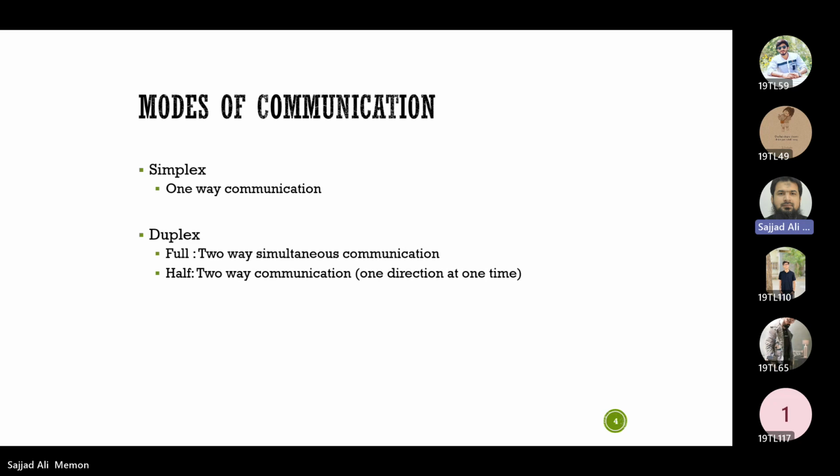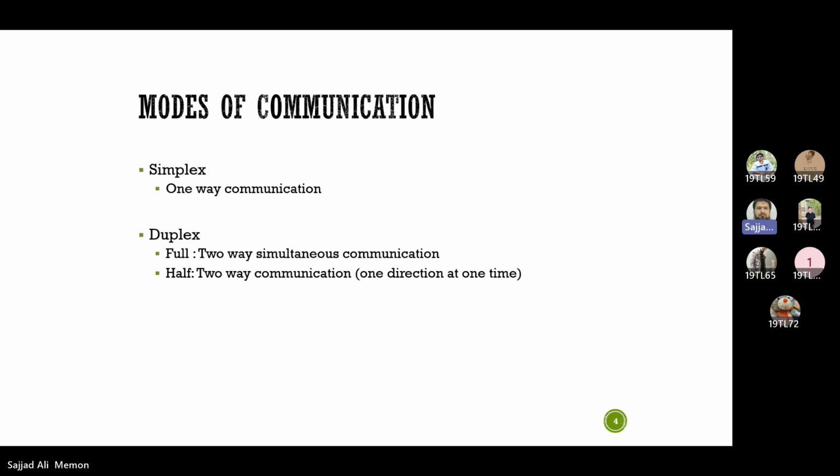The other is simplex, which is one-way communication. Watching television or hearing FM is one-way communication. Half duplex communication is only one direction at one time. In half duplex, we have two-way communication, but only one channel is available, so you can use that channel either for transmission or for reception, as we do in a walkie-talkie. Only one person can communicate at a time: either he can listen or he can talk. He cannot do both things at the same time, so that is not simultaneous communication.